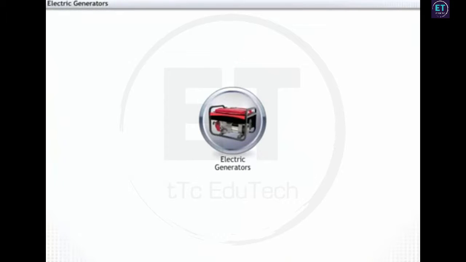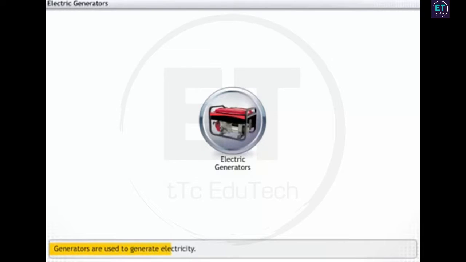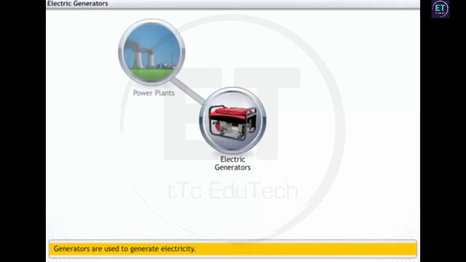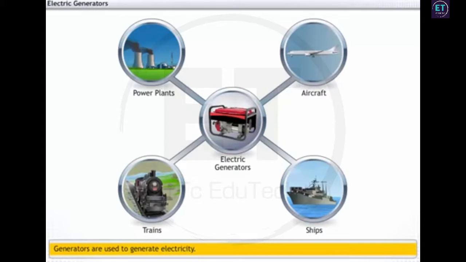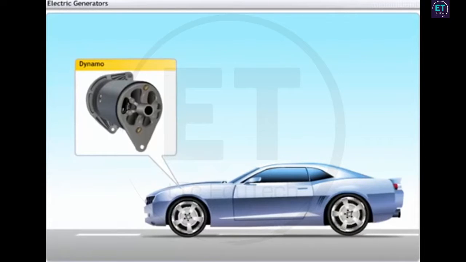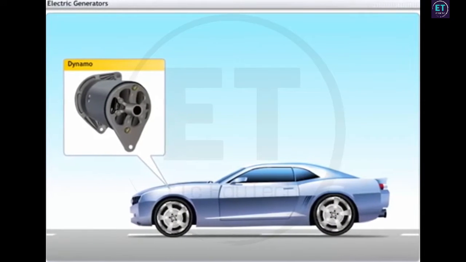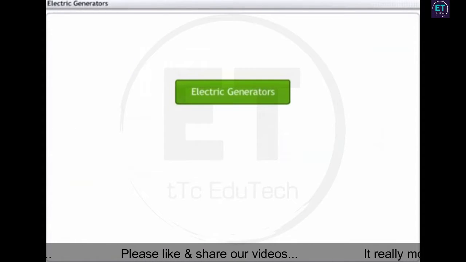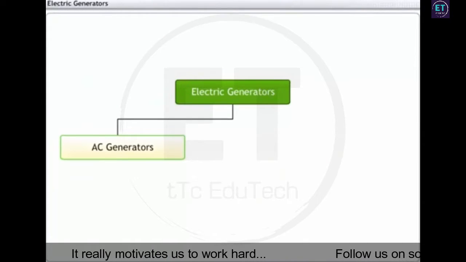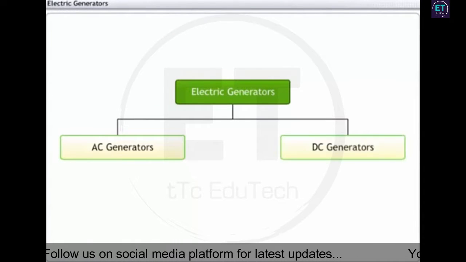Electric generators are based on the principle of electromagnetic induction. Generators are used to generate electricity in power plants for transmission and distribution of electricity over power lines, and to produce electric power required for aircrafts, ships, and trains. Dynamos used in automobiles are similar to generators, but they produce relatively less power. There are two types of electric generators: AC generators and DC generators.